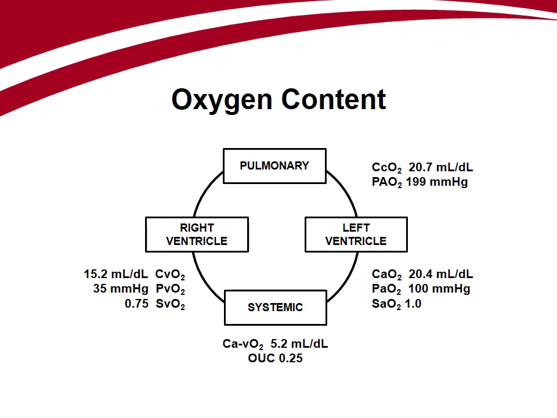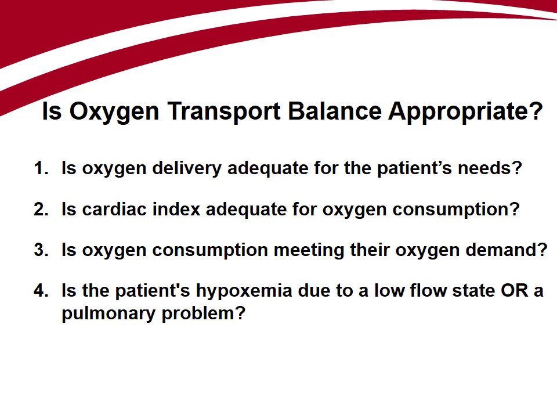So, as we have learned previously for preload, contractility, and afterload, we can use hemodynamic calculations to assess the oxygen content at any point in the body. We can also measure the partial pressure of oxygen and the oxygen saturation of hemoglobin at those same points. We use these parameters to calculate the patient's oxygen delivery and oxygen consumption, the numbers that really matter in shock resuscitation. To assess a patient's oxygen transport balance, we can use the parameters we have just learned to calculate to answer 4 important questions.